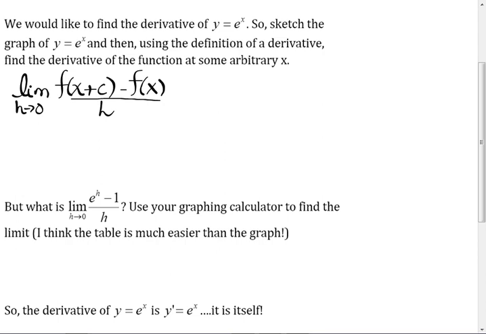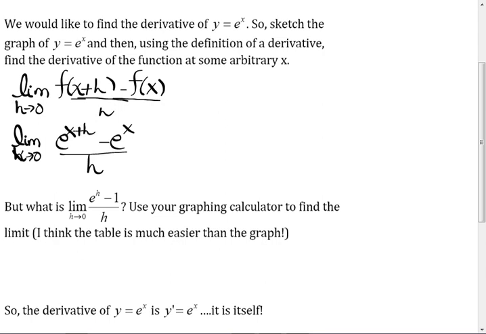So I want to do e to the x, and this is just using properties of exponents. As h goes to 0, sorry, it's going to be e to the x plus c minus e to the x over h. Oh, sorry, you're right. It's x plus h, because I was getting my c's in there. Thank you. There we go. That was going to mess me up.